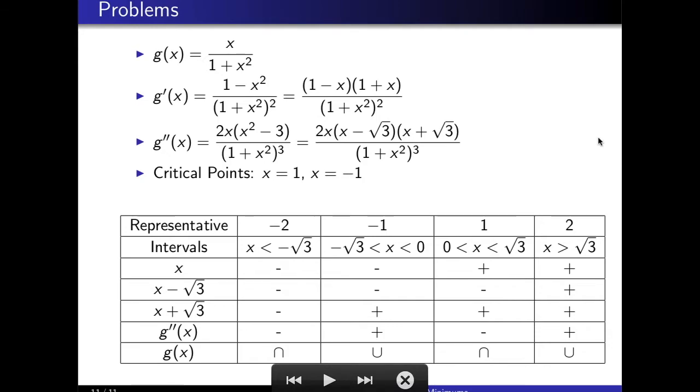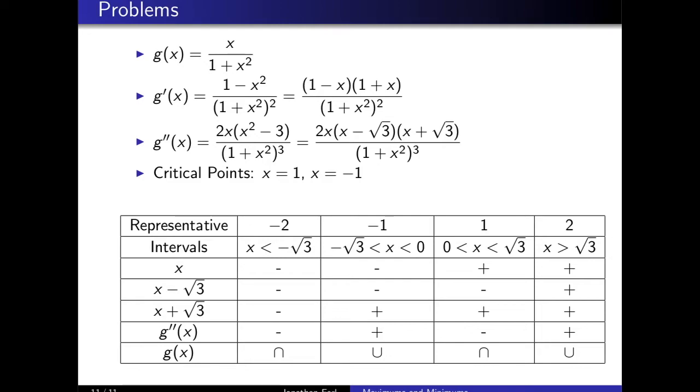So what we see when we do this is that our second derivative will be negative for x values to the left of minus the square root of 3, positive for x values in between minus square root of 3 and 0, negative for x values in between 0 and square root of 3, and then positive for x values bigger than the square root of 3.